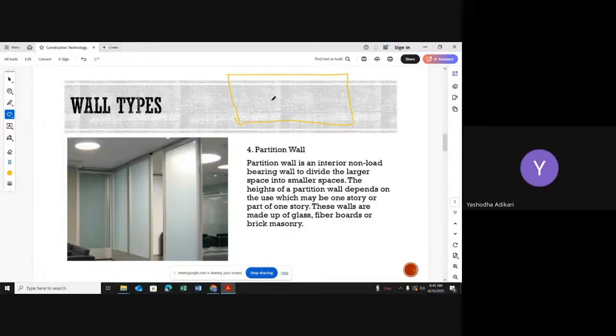Right? After the second year, again you can rent this building to another company for office purposes.